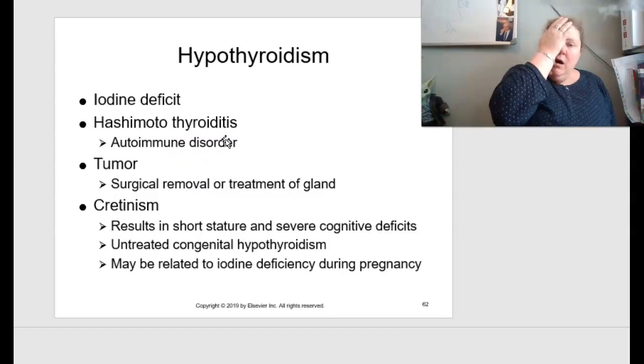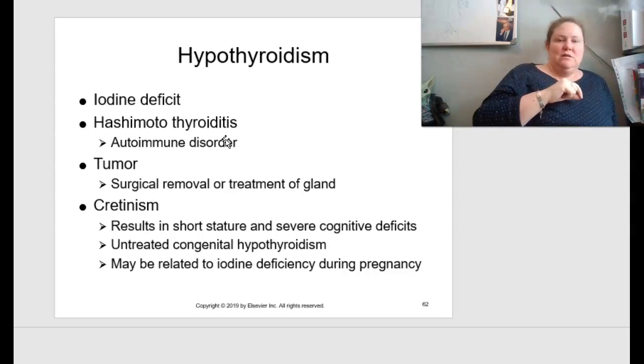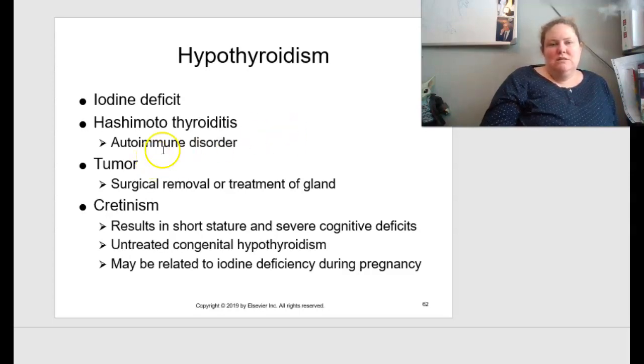Okay. So hypothyroidism is due to iodine deficiency, and this can also be called Hashimoto's or Hashimoto thyroiditis. And this is an autoimmune disorder that can arise from a low functioning thyroid. So this hypothyroidism can also result from a tumor, and what you would do is you'd have to surgically remove or treat that gland.